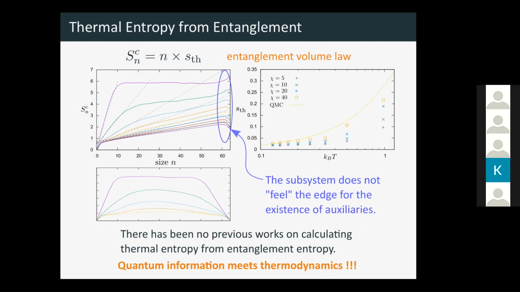And now, in order to prove that this volume-law-like behavior actually makes sense physically, we try to extract the thermal entropy from the slope of this linear curve we obtain in numerics, which is given by this dotted line. As we increase the bond dimension chi, the extracted slope approaches the exact entropy calculated by separate quantum Monte Carlo simulation, which is the yellow line. And in numerical physics, I think there has been no previous work that calculated the thermal entropy from the entanglement volume law. So this is probably the first example that quantum entanglement could reproduce a thermal entropy, at least numerically.